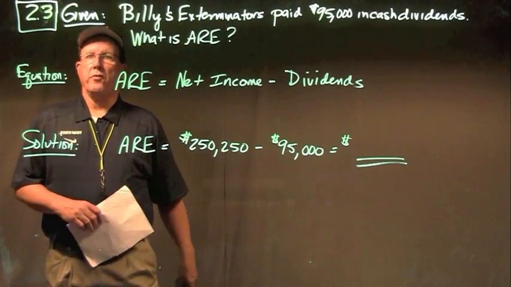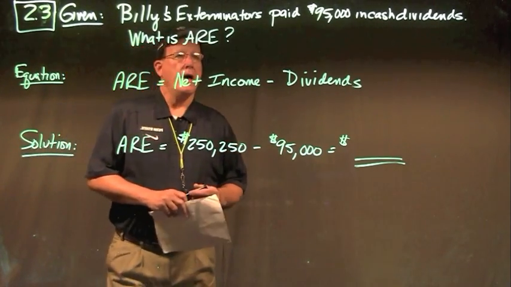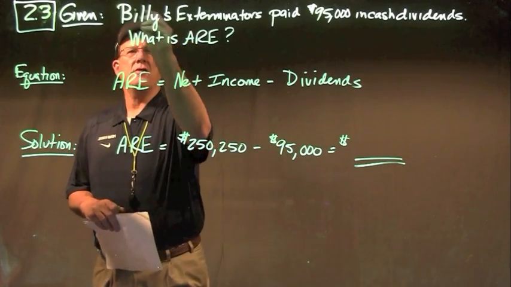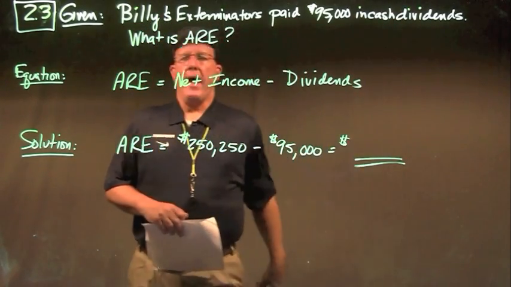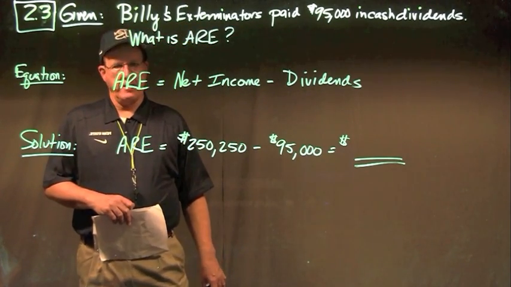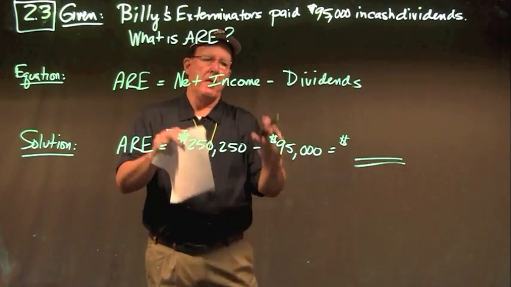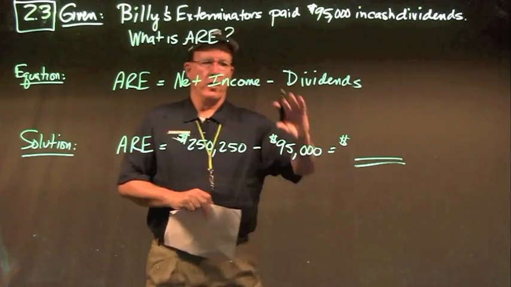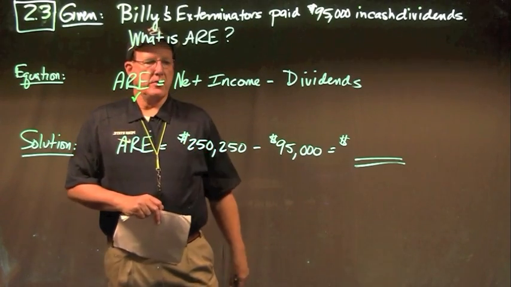In problem number 3, we're given that Billy's Exterminators from problem 2 pay $95,000 in cash dividends. And we want to know what are the additions to retained earnings. What is ARE? So ARE is net income minus dividends. If we look at net income as a pie, we give away a portion and we keep a portion. The portion we keep is called additions to retained earnings.